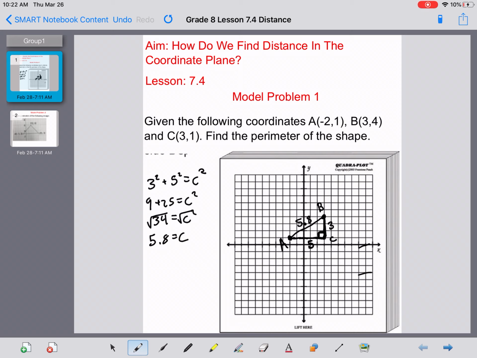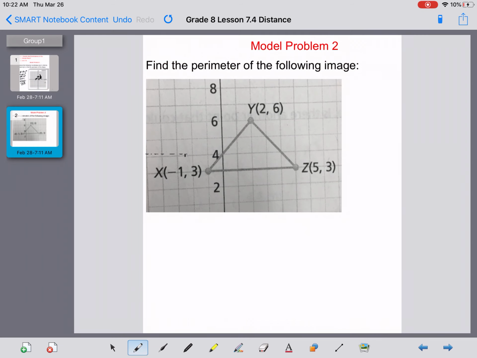So if I wanted the perimeter, I would just add up all those sides. 5 plus 3 plus 5.8. And when I add up 5 plus 3 plus 5.8, I get 13.8 as my answer. That would be the perimeter of this shape. And the next problem. Find the perimeter of the following image. Take a second to copy down the picture.